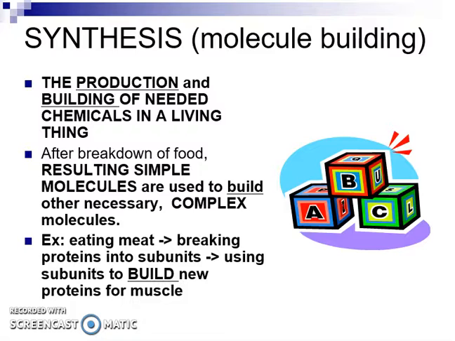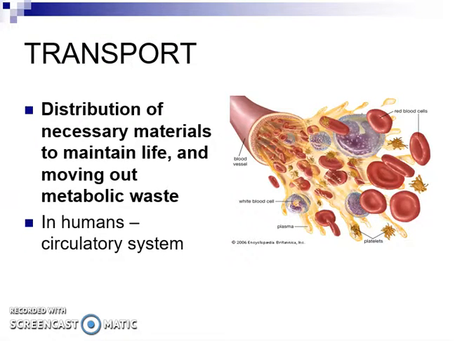There's a lot that goes on inside the body that you don't know of yet, but we will learn a lot more when we get to the human body systems. Lastly, transport. This is the distribution of necessary materials to maintain life and moving out metabolic waste. In humans, we have the circulatory system, whose main function is to move materials around the human body. These are through all of the blood vessels, the veins, the arteries, the capillaries, everything in between, and the major pump of the body, which is the heart.